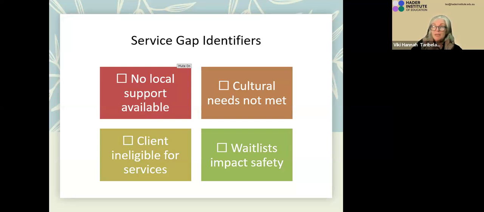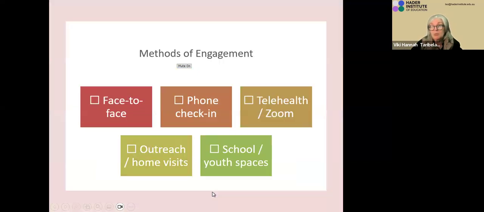So wait lists can impact the safety. So you are in the meantime worker. Your method of engagement might be face-to-face, phone check-in, telehealth or Zoom, outreach, home visits, school and youth spaces.